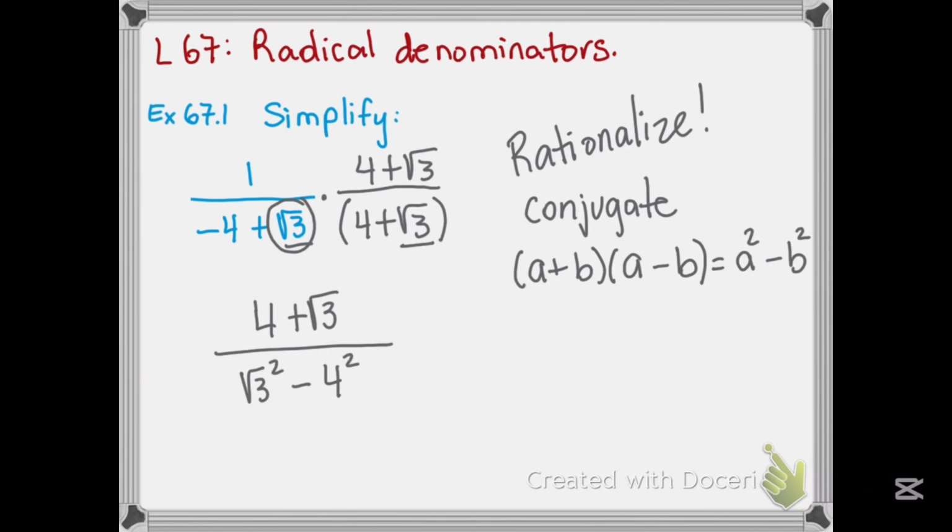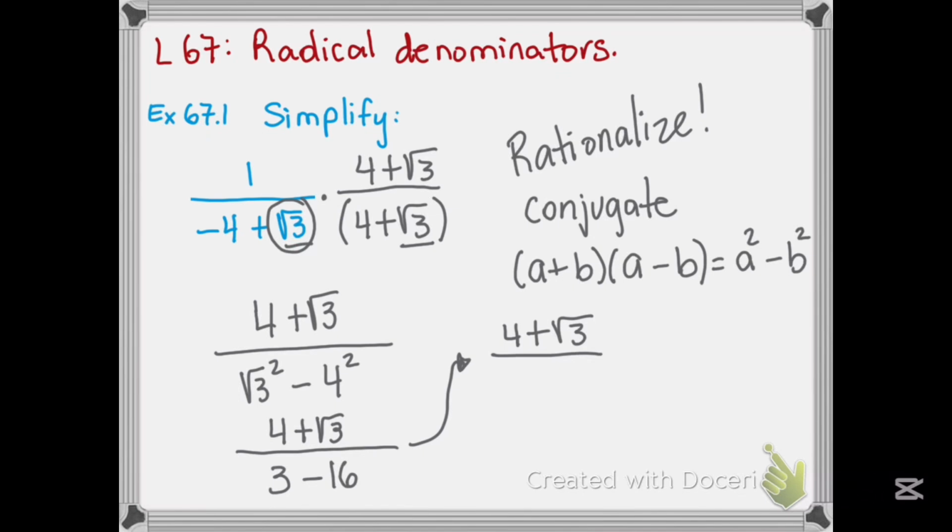And I have to simplify that, so the top stays the same. And then on the bottom, I have the square root of 3 squared, which is just 3, minus 4 squared, which is 16. And to simplify that, we have to keep the same on the top and then subtract on the bottom, which would be negative 13. Now remember, we do not leave a negative in the denominator, so the answer is going to be minus 4 minus square root of 3 over 13.